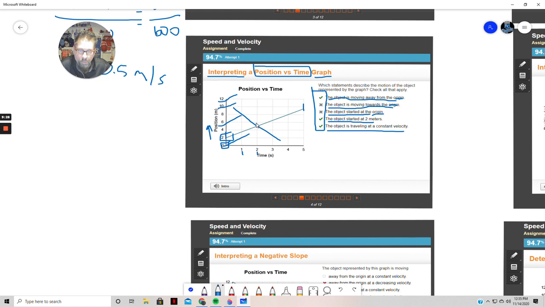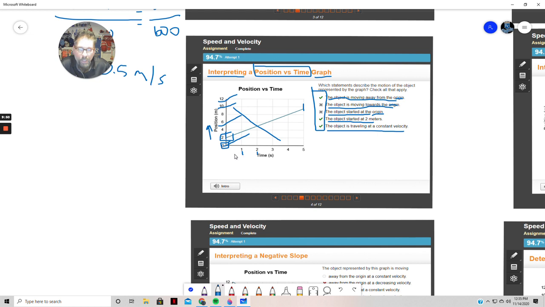So, I should have been here. Okay, and then here, and then here, and then here, and then here. So when it goes 5 seconds, it's at 10 meters. So that's 2 meters per second.